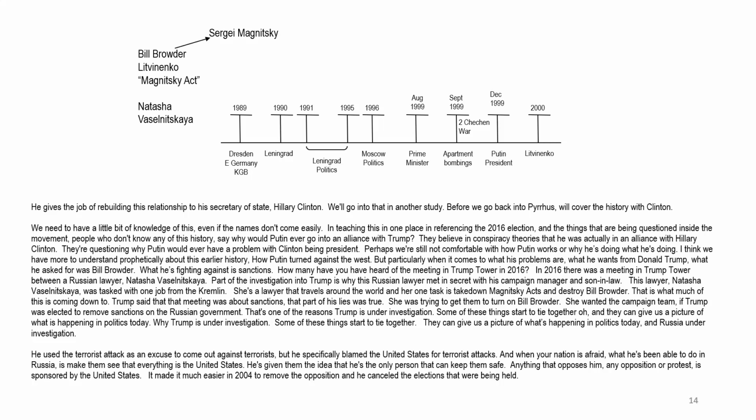I think we have more to understand prophetically about this earlier history, how Putin turned against the West, but particularly when it comes to what his problems are, what he wants from Donald Trump. What he asked for was Bill Browder. What he's fighting against is sanctions.